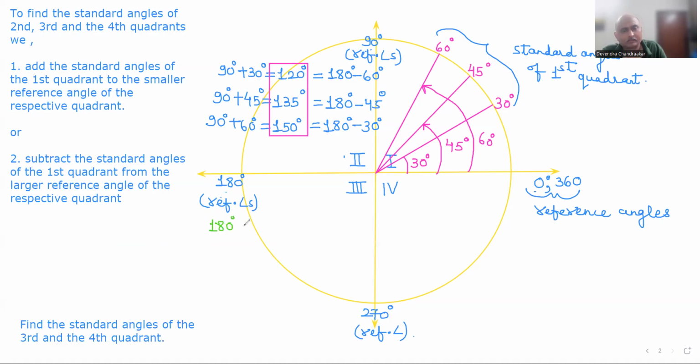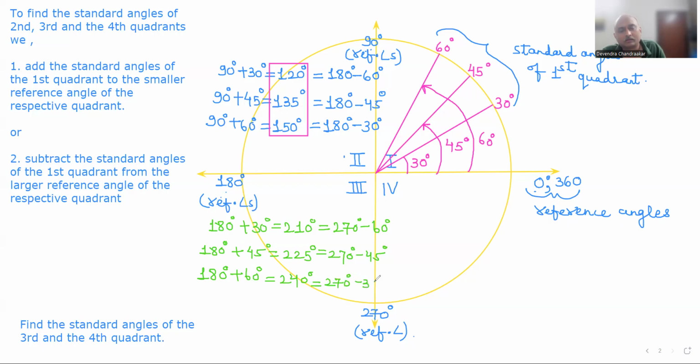So it's 180 degrees plus 30, plus 45, plus 60. This is 210 degrees, 225 degrees, and 240 degrees. This is 180 plus 45, 180 plus 60. You can also write this as 270 minus 60, 270 minus 45, and 270 minus 30. For the fourth quadrant, you can write it.